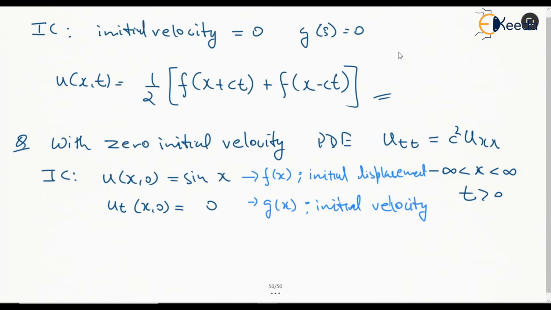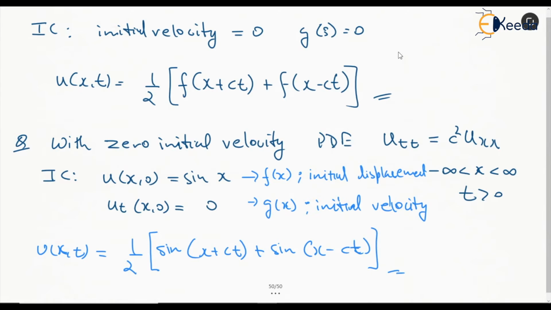So in that case, now that g of x is 0, u(x,t) becomes 1 by 2 times f of x plus ct and f of x minus ct. So what is f of x? Sin x. So can we directly write it as sine of x plus ct plus sine of x minus ct. That's it, right? F of x is sine x.